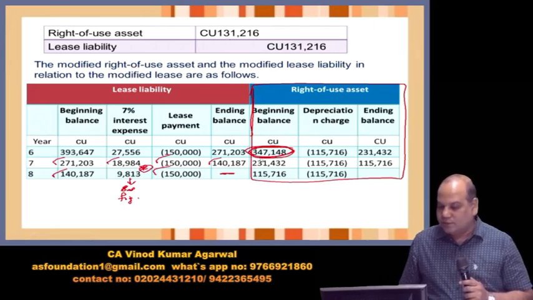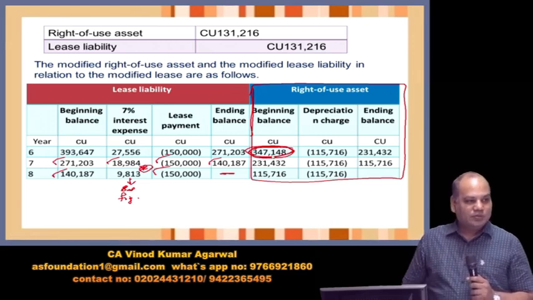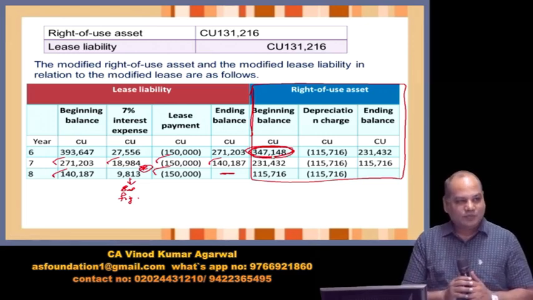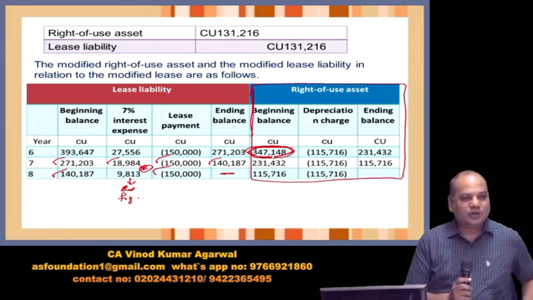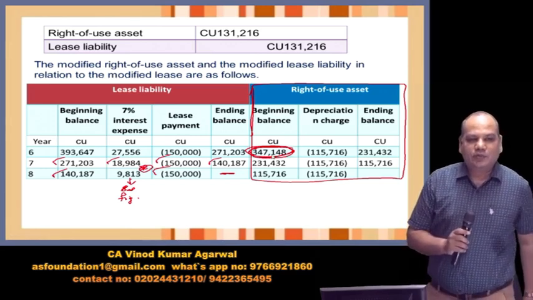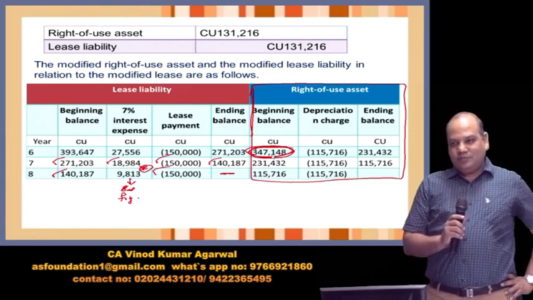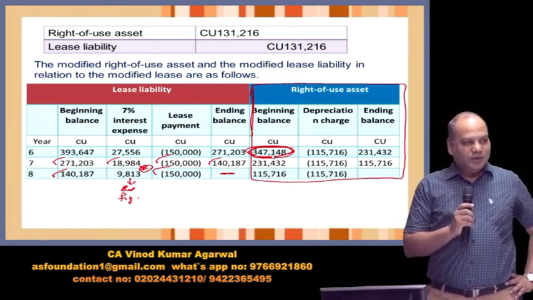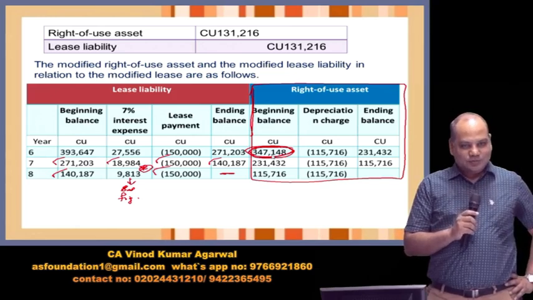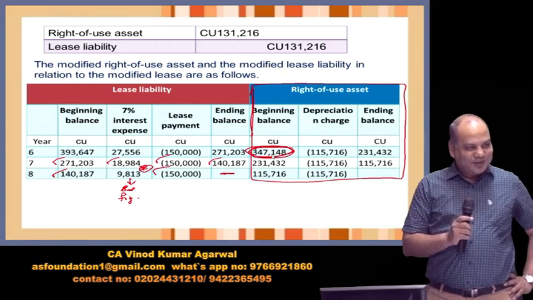So it is 347,148. This amount divided by 3 is 115,716. So you'll depreciate 115,716 every year, and after the end of the 8th year, both account balances will become 0. Over. You'll be able to solve this in the exam now.